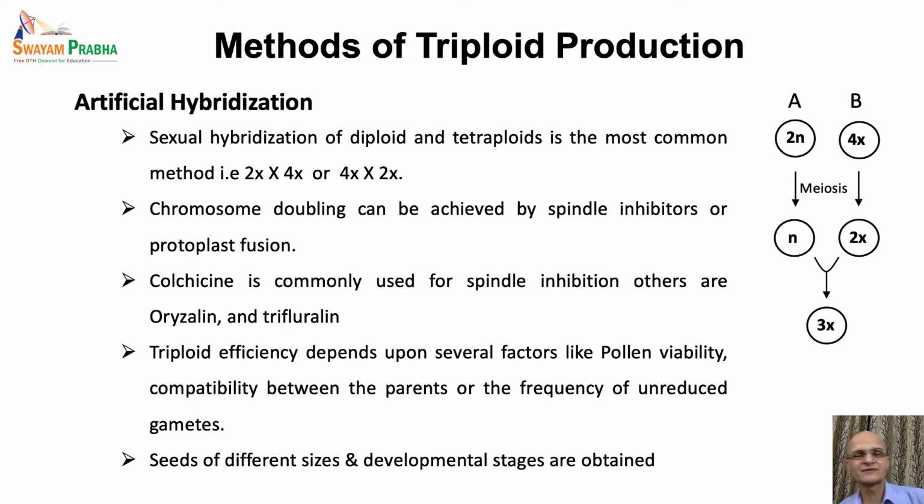It is the developed seeds of normal size which are most useful, and the other types, that is the undeveloped seeds or the developed seeds with smaller size, do not germinate into adult plants. Overall, triploidy is achieved through artificial hybridization by developing tetraploid cultivars.